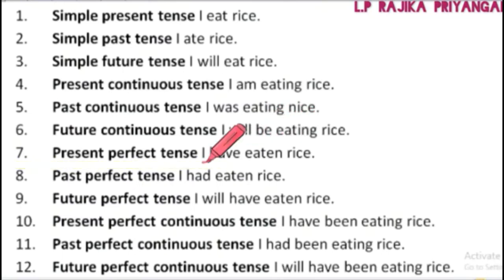Present perfect tense. I have eaten rice. Past perfect tense. I had eaten rice. Future perfect tense. I will have eaten rice.